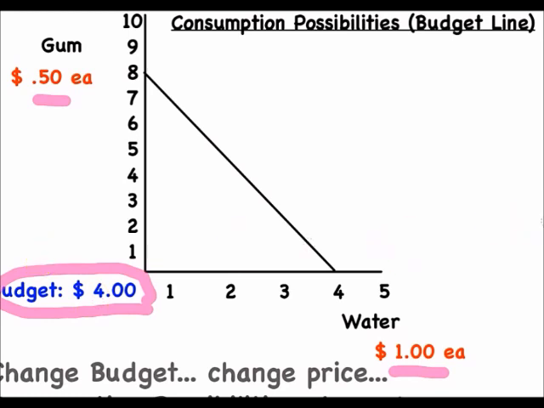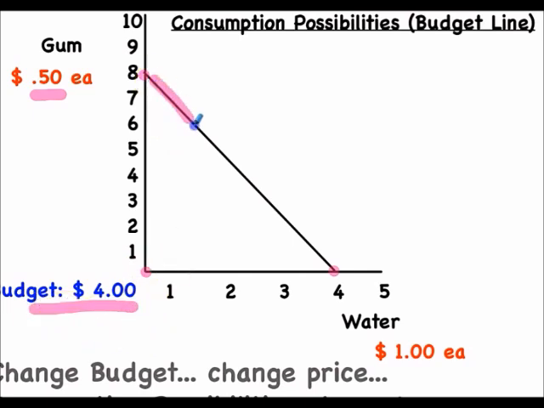So what we want to do is assess what are the different possibilities of consumption given your budget. Well, if gum is 50 cents each, I can buy 8 units of gum, but 0 water. If water is $1 each, I can buy 4 units of water and 0 gum. And that's sticking with my $4 budget. The line represents all the different possible combinations that I can purchase given my $4 budget and these 2 price tags.